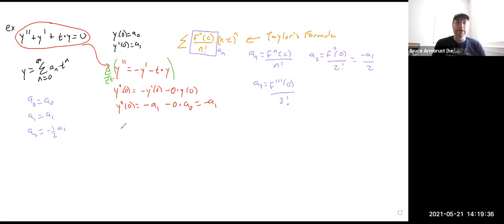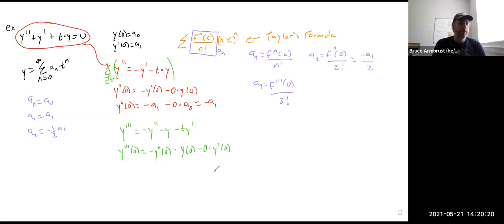If we differentiate it, check out what happens. We get y triple prime equals, well, negative y double prime. And then from this, we have to use the product rule. So you're going to get minus y, and then minus t y prime. So let's plug in zeros. That's going to be minus y double prime of zero, minus y of zero minus zero times y prime of zero.